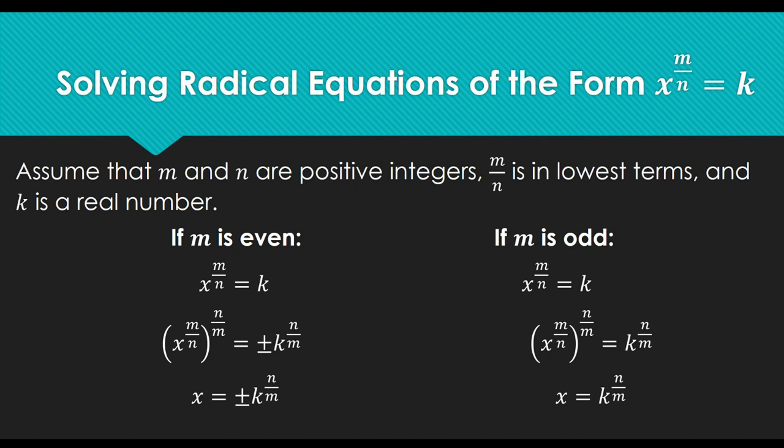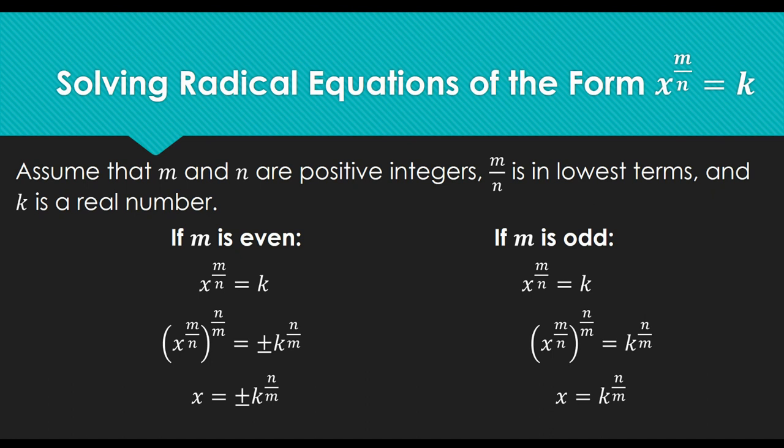If our value of m, the numerator of the fraction in our exponent, is an even number, then notice that when we raise both sides to the reciprocal, it becomes n over m. And because we have an even exponent in our denominator, that became our index. Like if it was a 2, it's basically like you're taking the square root. Well, remember, when you take the square root, you have both a positive and a negative answer. That's why there's that plus or minus sign in front of the k.